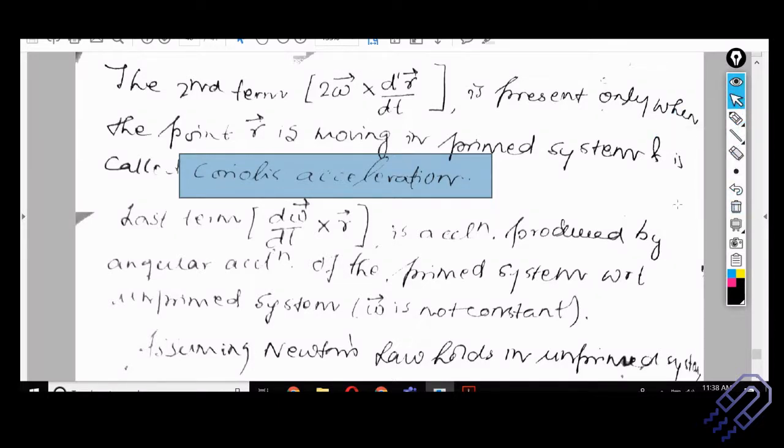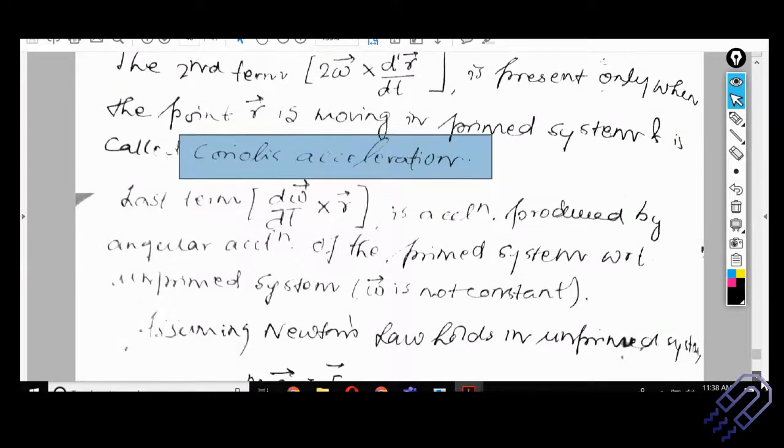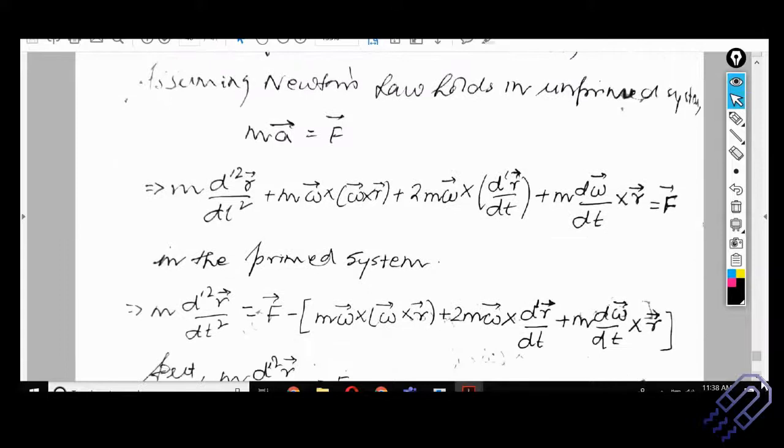If you consider d omega by dt into r, it is nothing but the acceleration produced by the primed system with respect to the unprimed system. So these are the 4 terms that we had, and I told you that I'll give you something extra on Coriolis acceleration, and this is the example I want to discuss.